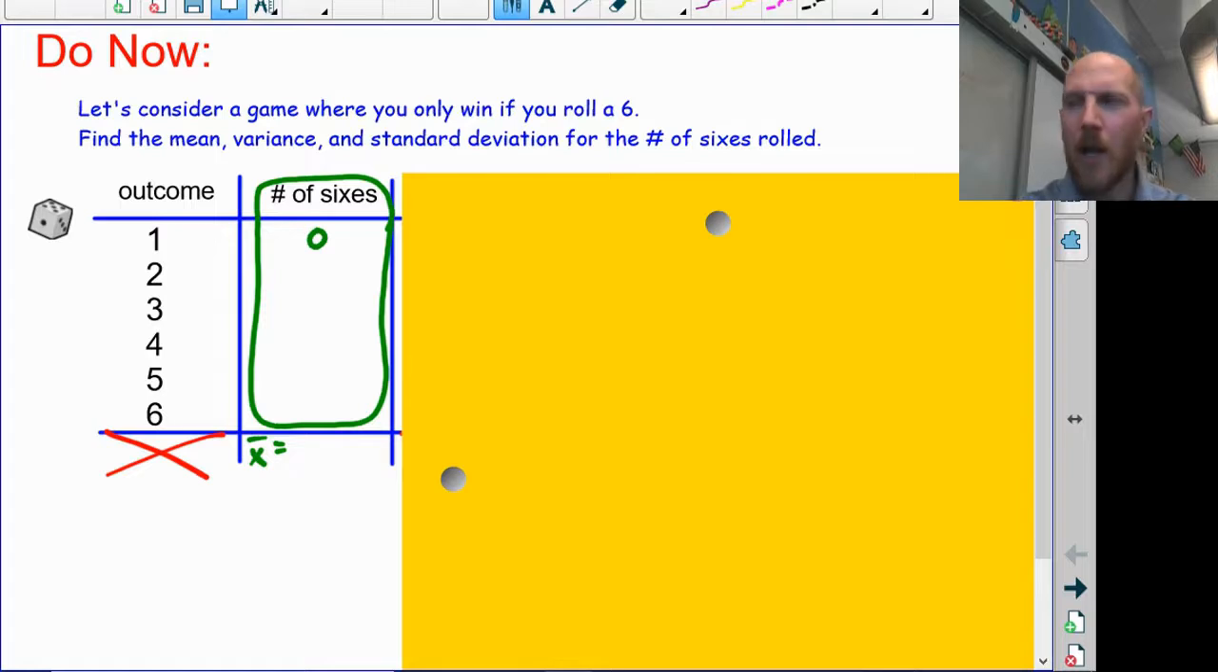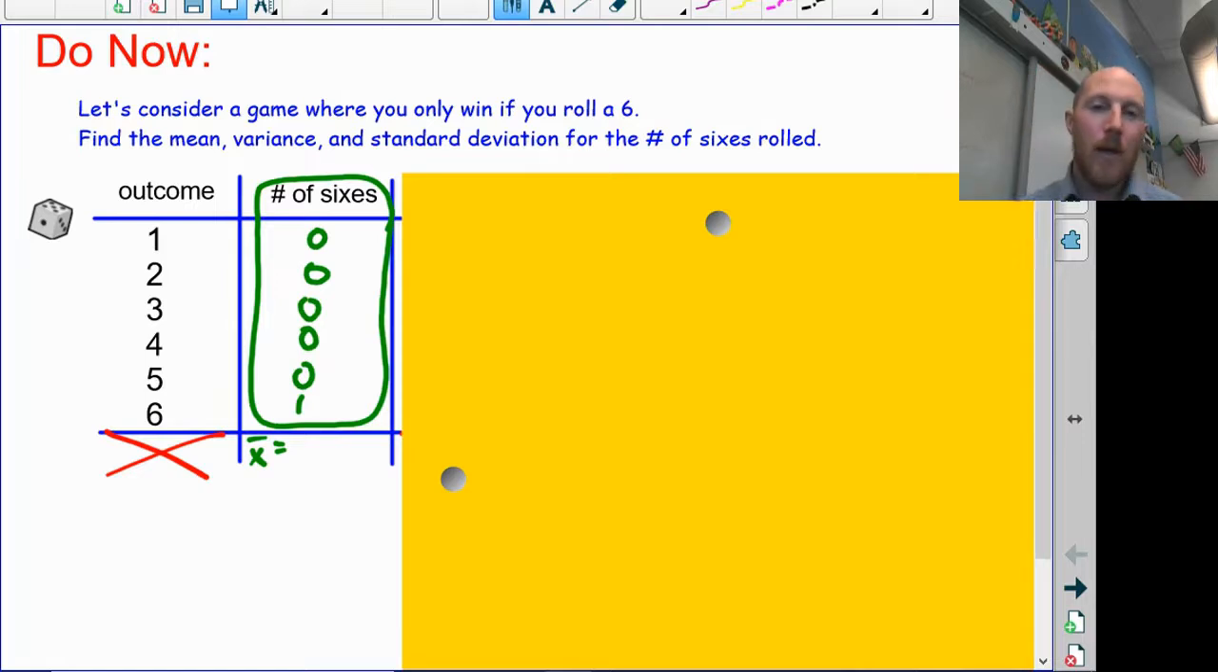If you roll a 2, how many 6s did you get? Also 0. I mean, you rolled a 2, right? If you roll a 3, how many 6s is that? Well, it's still not any 6s. If you roll a 4, there's no 6s. You roll a 5, there's no 6s. What if you rolled a 6? Well, then you got 1 6.